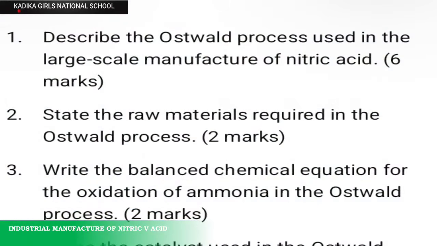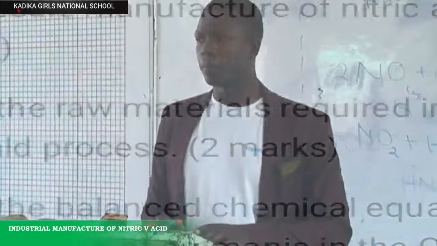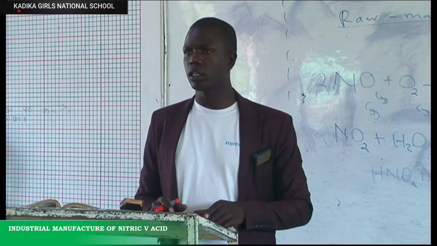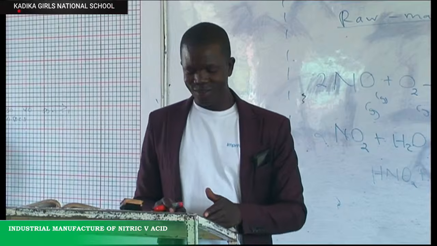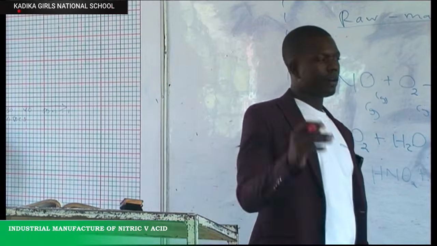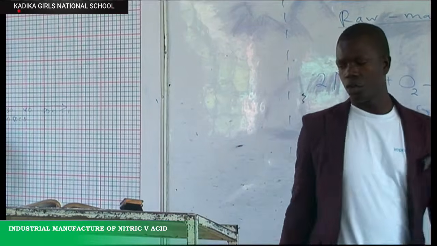Like I said very well, ammonia we obtain from the Haber process. Then oxygen, we obtain it from fractional distillation of liquid air. And then water, we obtain it from rivers, lakes, and oceans.